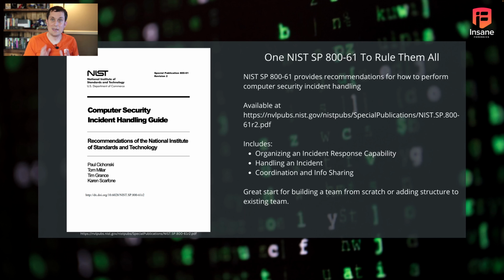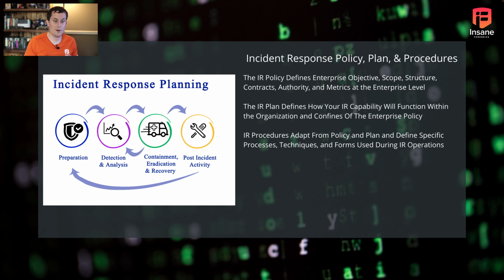The backing of this entire series has been NIST 800-61. This is a publication put out by the government that provides best practices on how to do incident response. Things like, how do you organize your incident response capability? How do you handle incidents? How do you do coordination and info sharing? This is a great document for building a plan or updating your plan. The advantage is that instead of starting from scratch, you have some best practices to go with.